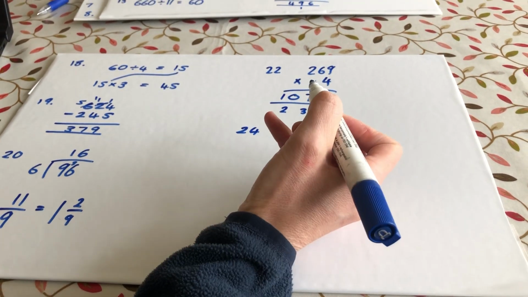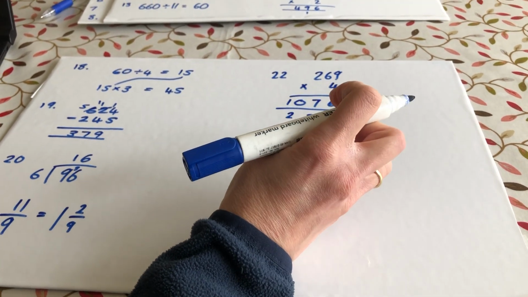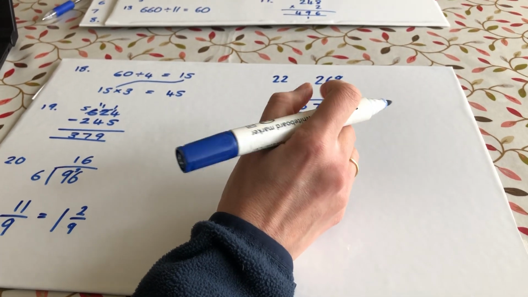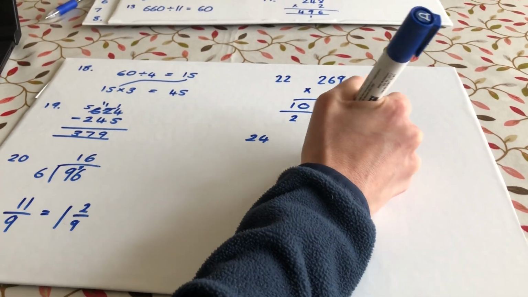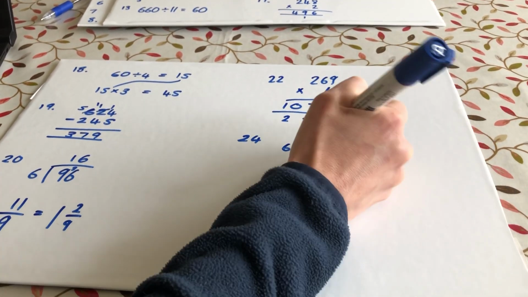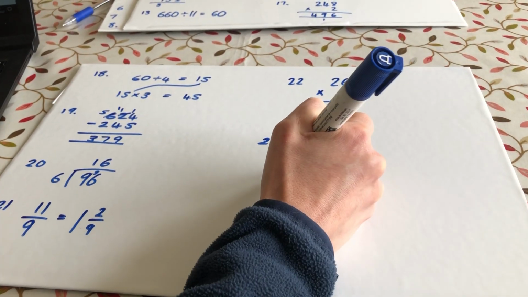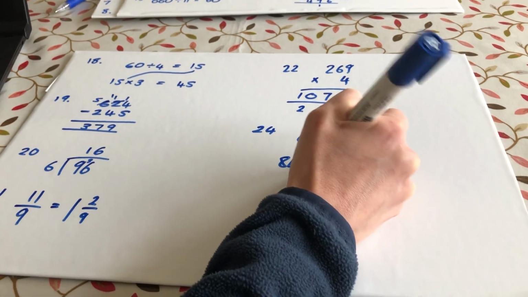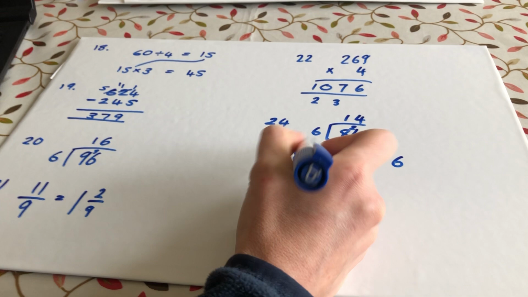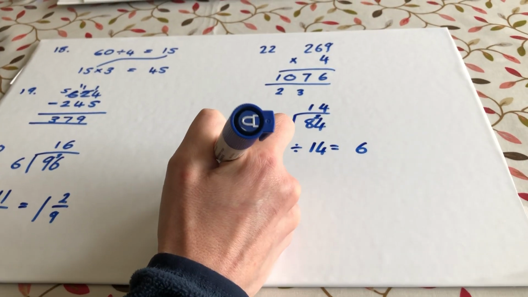Question 23, 84 divided by something equals 6. It is a missing number, but in this instance we can't use the inverse because it's division and the missing number comes second. So what we have to do is 84 divided by 6. How many 6s go into 8? 1, remainder 2. 6 is into 24, it's 14. And if we have a look at it now, 84 divided by 14 equals 6. This is saying 14 goes into 84 6 times, just as 6 goes into 84 14 times.